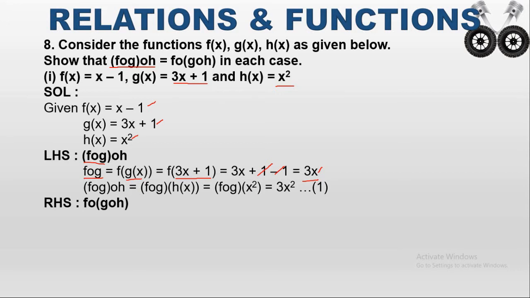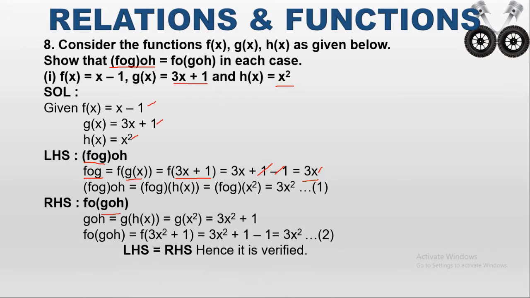Next you have to find the value for the RHS, that is f composition (g composition h). Here also, first you take the values inside the bracket, that is g composition h. That can be written as g of h of x. First you substitute the value for h of x. The h of x value is x square. So g of x square. In g of x, wherever there is x, you substitute x square. That becomes 3 into x square plus 1 minus 1. Plus 1 and minus 1 are cancelled. So you will get the answer as 3x square. That can be taken as equation 2.